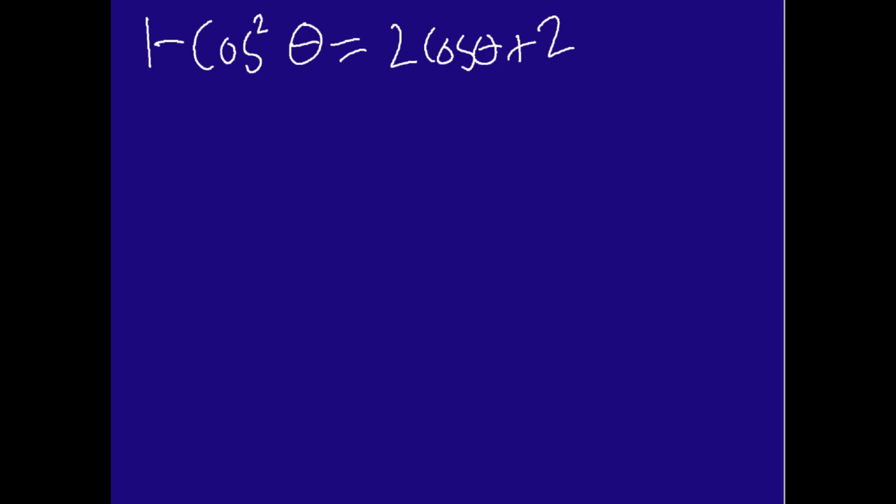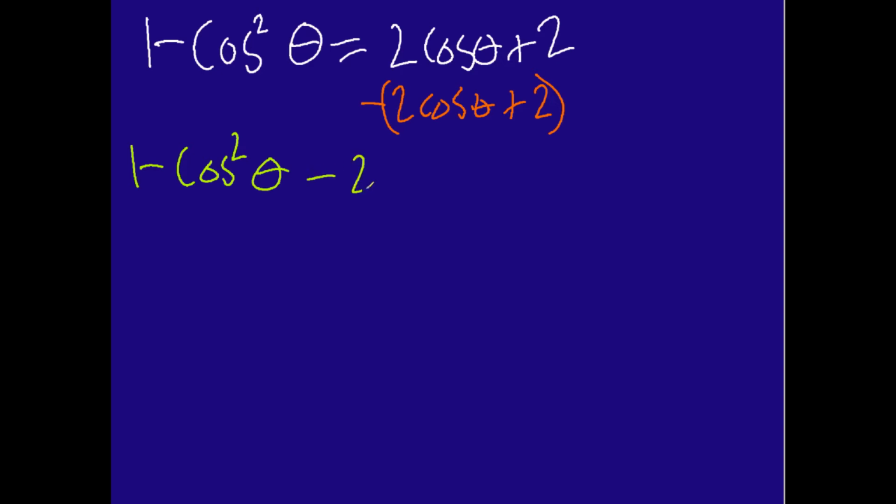So I have this here. Now, of course, we always know that generally a quadratic will equal 0, so I need to get all of my terms on one side. That's what I'm going to do first. I'm going to subtract all this 2 cosine theta plus 2 and move it over here. So this is what ends up happening. I end up with 1 minus cosine squared theta minus 2 cosine theta minus 2. It's kind of ugly here, but you get the point.